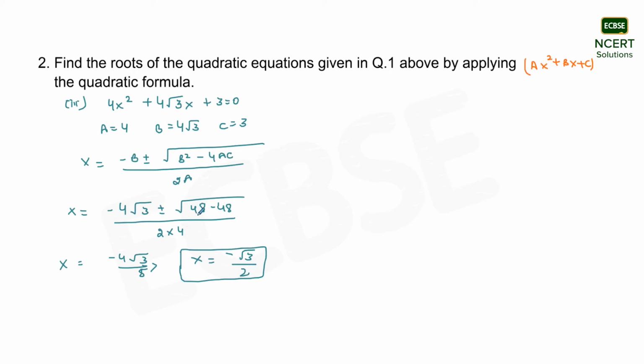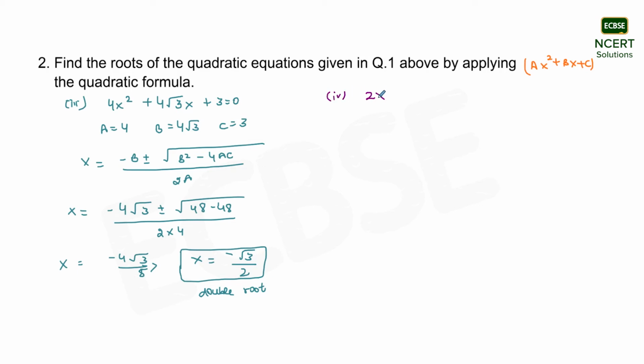Why? Because the term inside the square root was 48 minus 48, leading to 0. So whenever such a condition arises and only one unique root has been obtained, that very root will always be the second root also for x. So this is a condition of double root, meaning one root of x is minus root 3 by 2 and the second root will also be minus root 3 by 2 itself. Okay, now coming to the fourth quadratic equation.